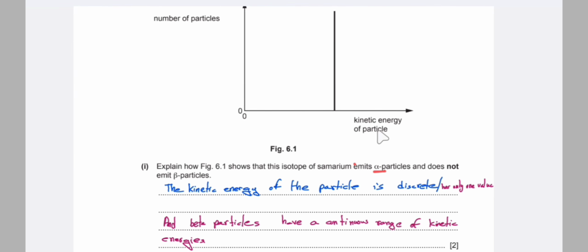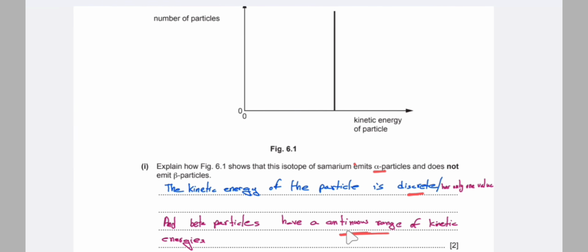So this is alpha emission, because here we can say that the kinetic energy of the particle is the same. Alpha particles have a discrete amount of energy, the same amount of energy, but for beta particles you have to remember that they have a continuous range of energy. Since the energy here is the same, or discrete, this is obviously an alpha emission and not a beta emission.